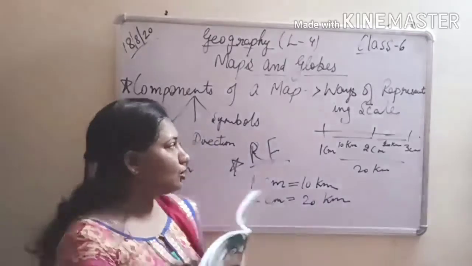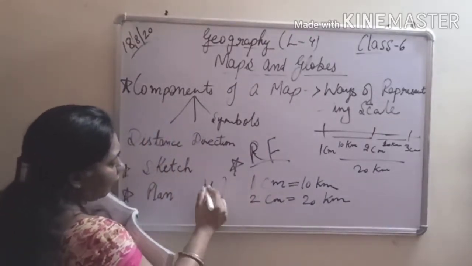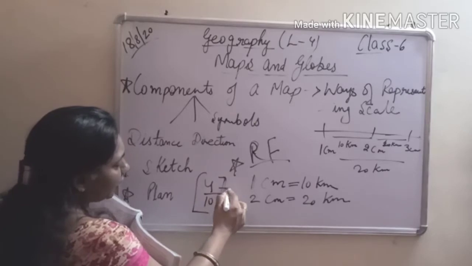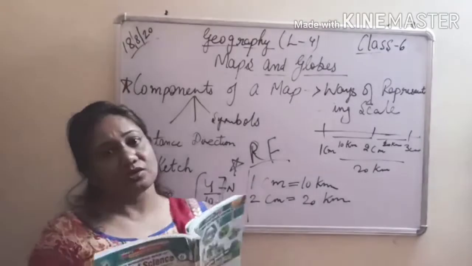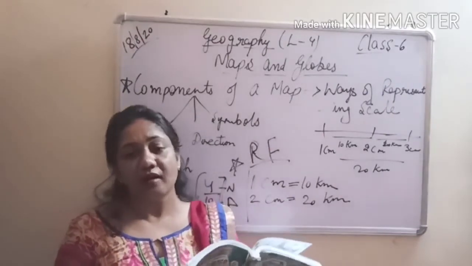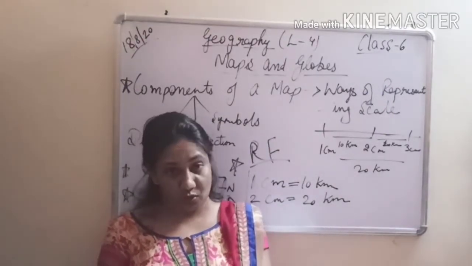So fractions you have all done in your maths, like 4 by 10. It is in the form of a fraction. 4 is called the numerator and 10 is the denominator. So it is in the form of a fraction, and you have all done it in math. It is also the easiest way, you all know it.